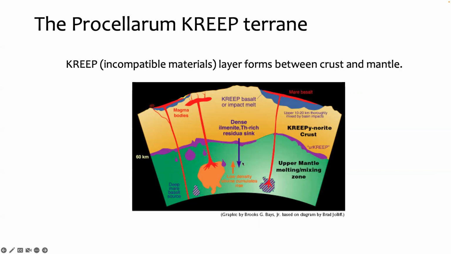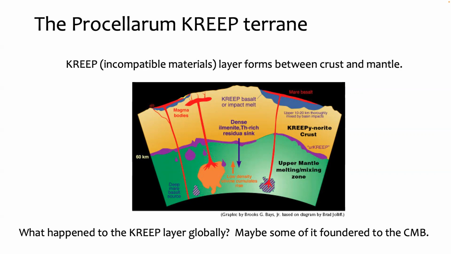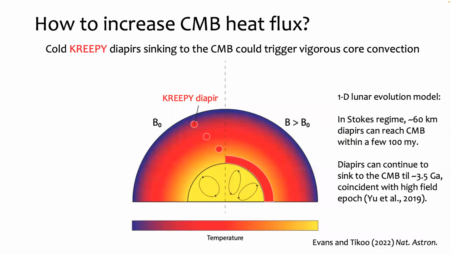Actually, it's more dense. So what's going to happen is over time, that layer might founder in diapirs that sink to the core mantle boundary, and those blobs might actually be colder than the core. So if those blobs encounter the core mantle boundary, they may actually cause some localized cooling of the core and could trigger more rapid convection.